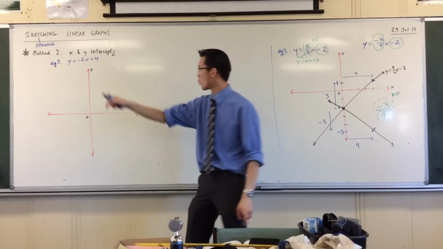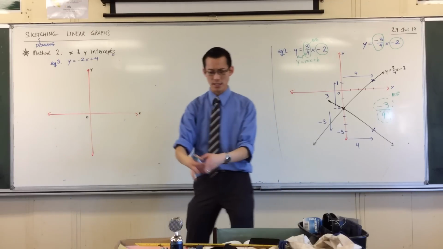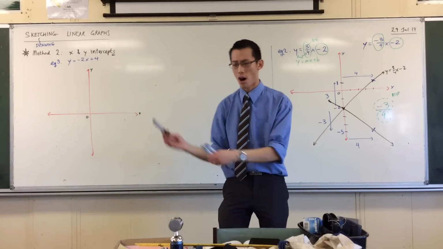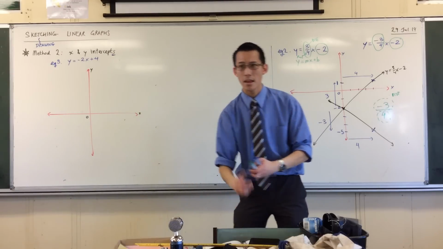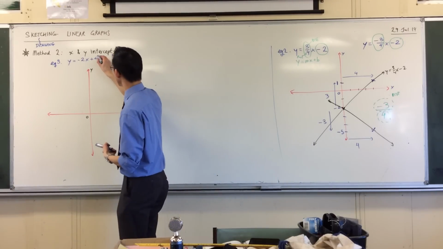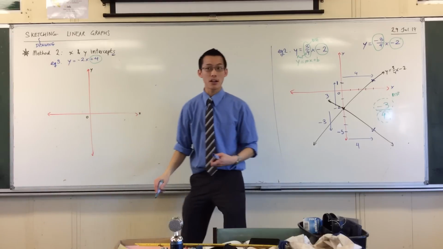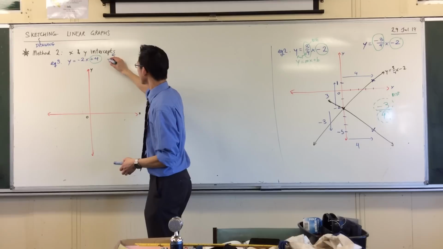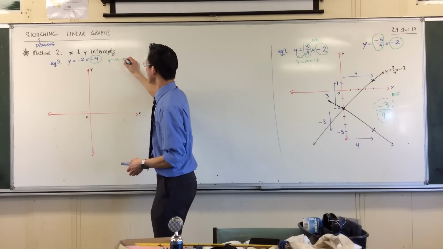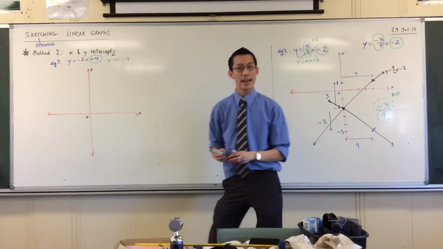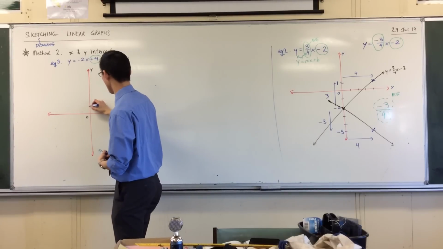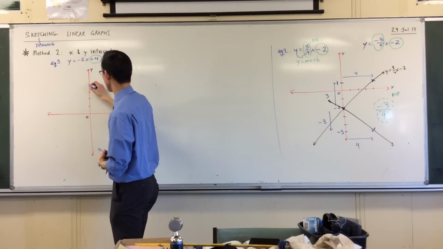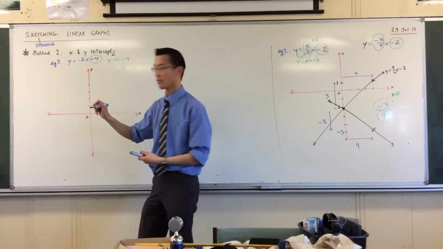Now you already know what the y-intercept is, right? We've just practiced how to read the y-intercept off of this graph. Where's the y-intercept? Which number? It's the 4. It's the +4, isn't it? There you go. So I can say the y-intercept is equal to 4. So I'm going to plot this onto my graph. I'm going to go 1, 2, 3, 4. There it is.